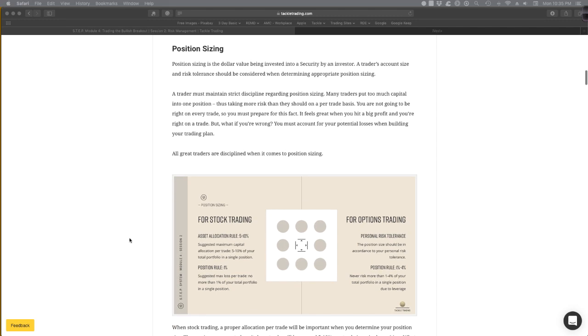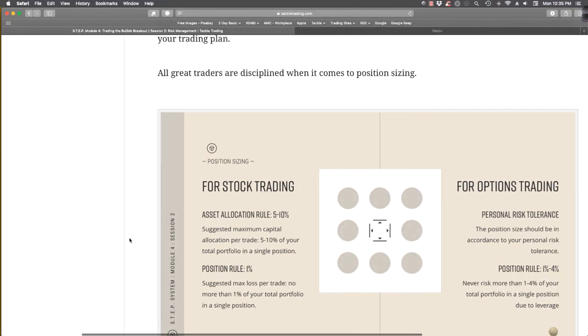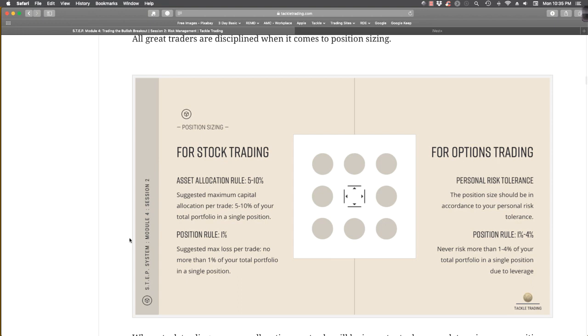We got some basic rules for you to consider. As a general rule, when it comes to stock trading, we want to use no more than, say, 5 to 10% of your total capital. A position rule could be, maximum risk of 1% of your account. So again, let's say you have a $10,000 trading account, you really should only risk 1%, about $100. If you've got a $100,000 trading account, well, that same 1% risk could expose you to $1,000.